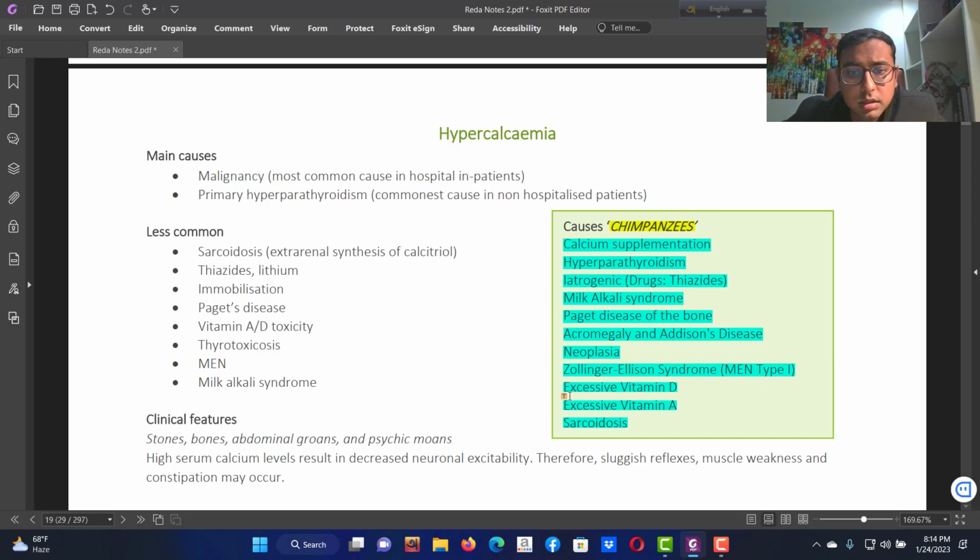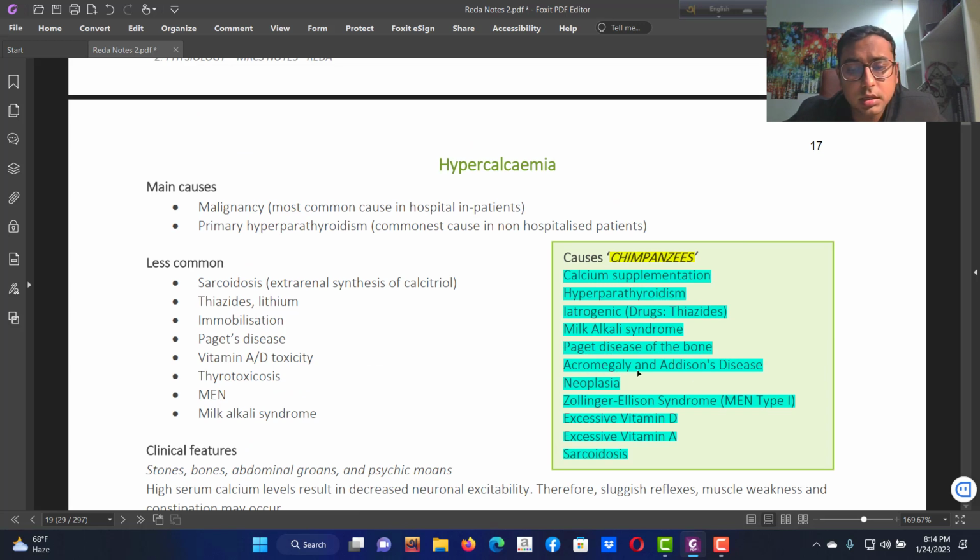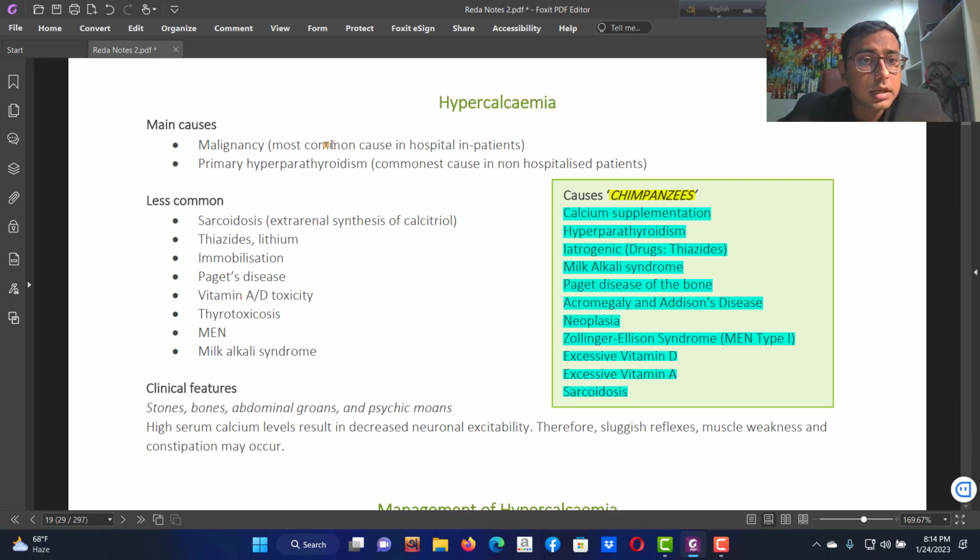Zollinger-Ellison syndrome in MEN 1, excessive vitamin D and A intoxication, and sarcoidosis also. You must know sarcoidosis. Sarcoidosis is very common in the UK, that's why it is asked in the exam. Sarcoidosis is somehow steroid dependent. If you prescribe steroid, sarcoidosis may go into remission, but it will be controlled. Malignancy is the most common cause in hospital inpatients, and primary hyperparathyroidism is the commonest cause in non-hospitalized patients.